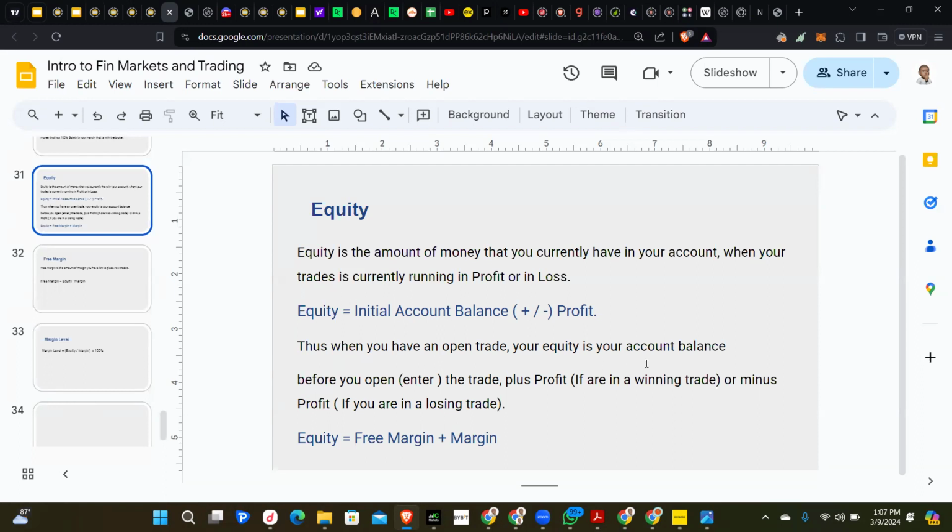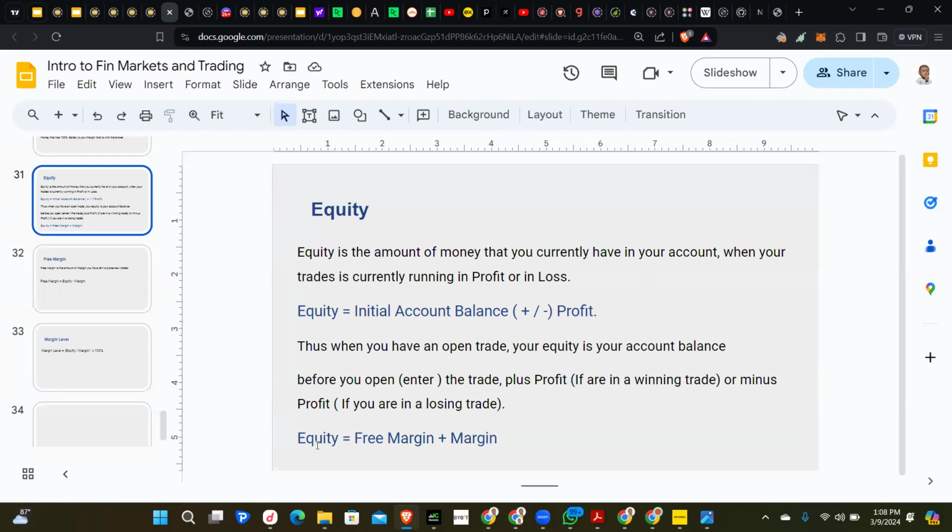So when you open your trade, your equity is your account balance. When you have a trade running, if you want to know how much you have, it is your equity that will tell you. As long as you have a trade open, your money is no longer the initial balance. Your money is the equity. The equity is now your money.